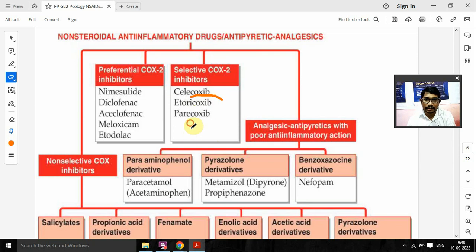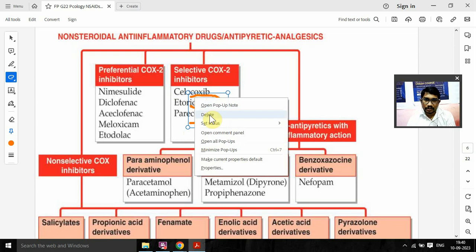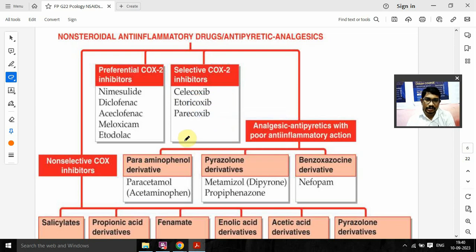सब में coxib आएगा. यहाँ पे तीन ही क्यों दिए हैं? Because they are mostly used. Others are no more used because of their adverse effects. Okay, they will affect the cardiovascular system. Some of them will produce myocardial infarction. Some of them will produce a stroke. Some of them will produce arrhythmia. Okay? That's why they have not been discussed. ये तीन याद रखो.